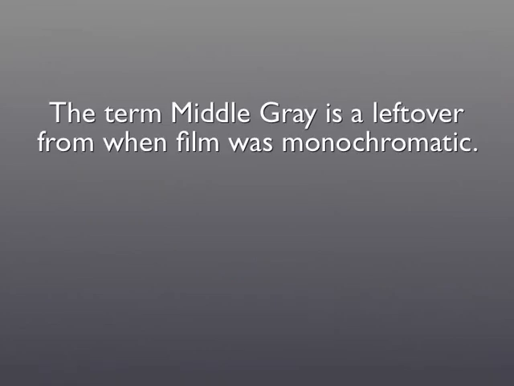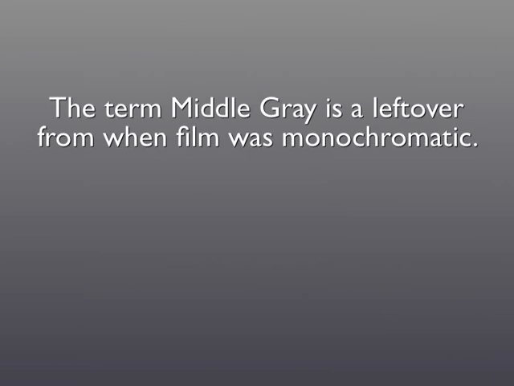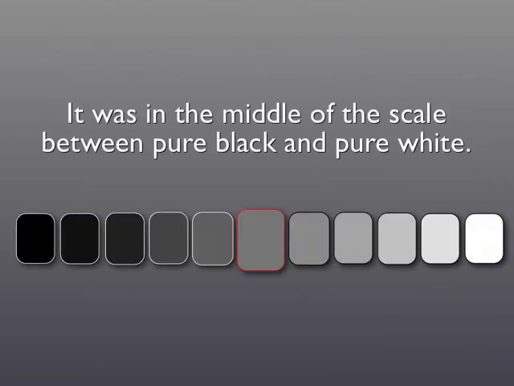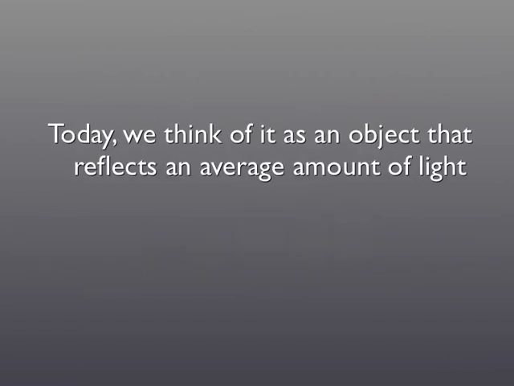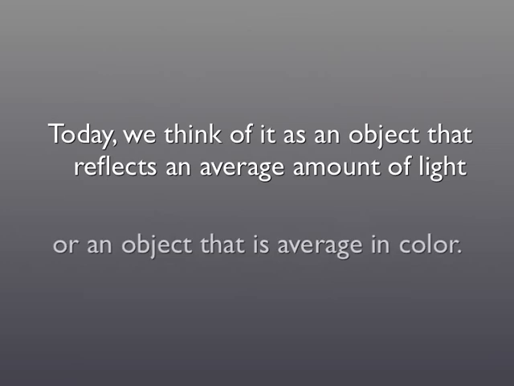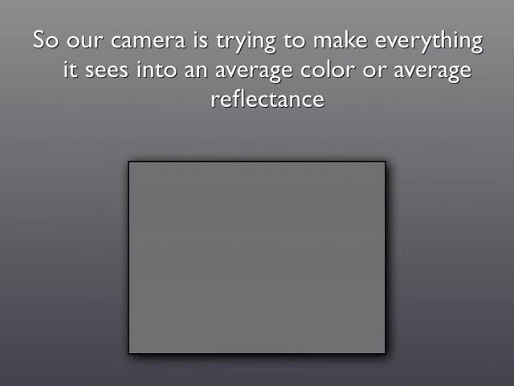The term middle gray is a leftover from when film was monochromatic. It was in the middle of the scale between pure black and pure white. Today, we think of it as an object that reflects an average amount of light, or an object that's average in color. So our camera is trying to make everything it sees into an average color or average reflectance.